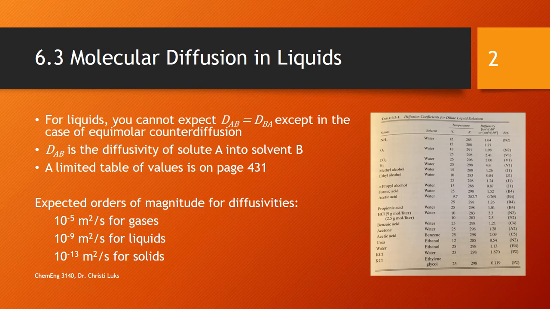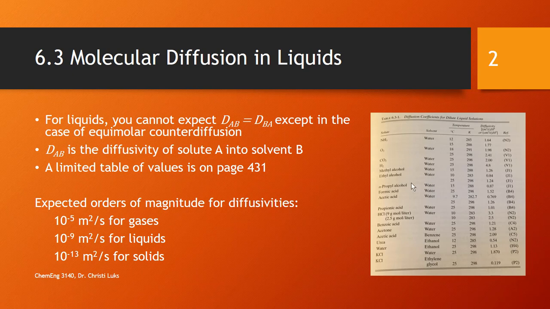There's a limited table of values on page 431 that I've shown here and is barely readable. But you can see this in your book. And they have things where we've got some things going as the solute here, mostly into water, but then we also can have things going the opposite direction. So water into ethanol, for instance, or ethanol into water.